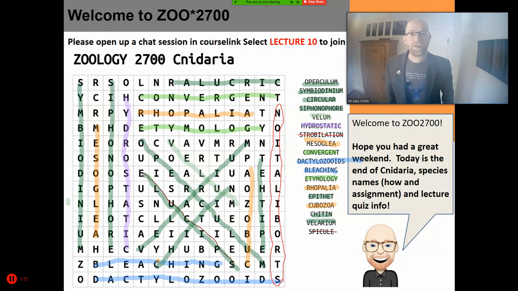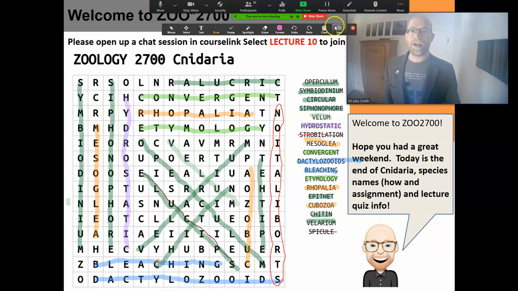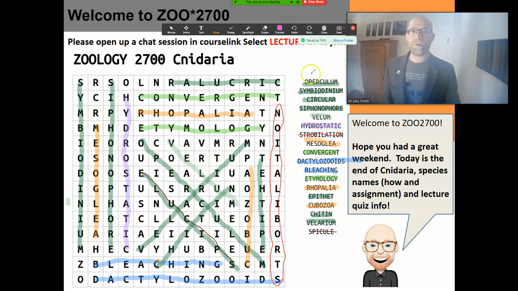Good morning, Zoology 2700. Happy Monday. I hope where you are, it's as sunny as it is where I am. It's a sunny, cool day. I think the thermometer said it was minus 11 here in Guelph this morning, which is, I think, lovely. And it makes it easy for us to make ice on our backyard rink, which we like to do here.